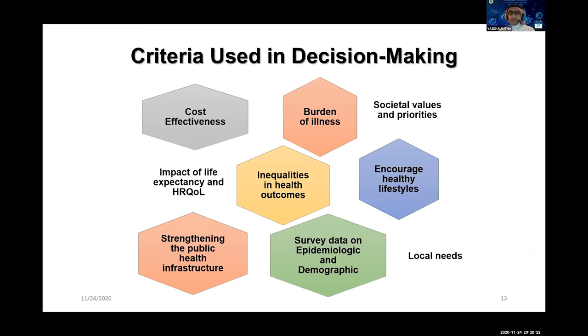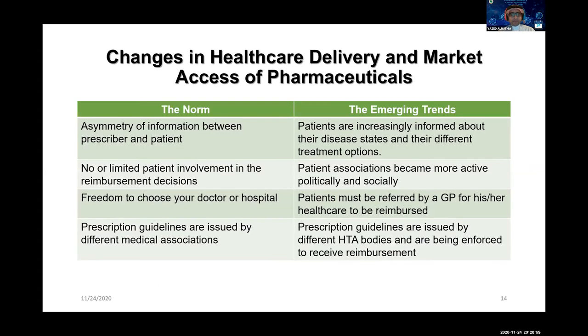We need to utilize survey data or epidemiological data to inform decision makers about the prevalence and incidence of the different disease states that these medications are indicated for, whether the new intervention will encourage healthy lifestyles, what are the societal values and priorities, and what are the local needs. For example, here in Saudi Arabia, we have a high prevalence rate of diabetes, which could be a priority for the society and could address a social and local need more than any medication indicated for other healthcare condition.